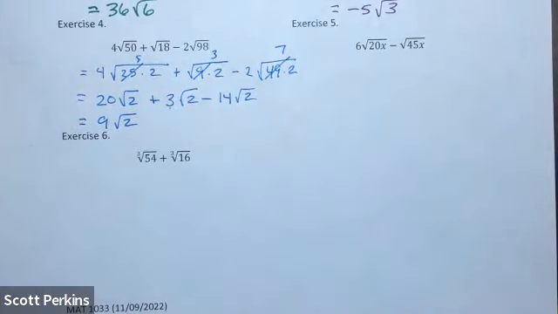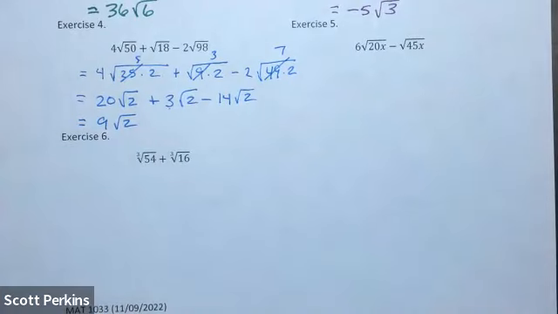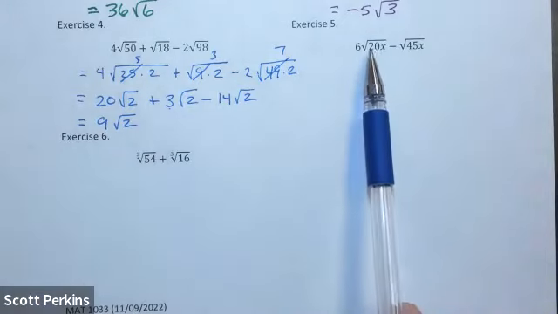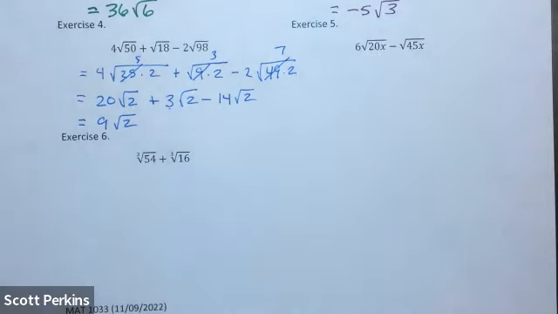All right, just two more problems to get your questions in on this one. Exercise 5, it's the same thing. You don't have to do anything with those X's. There's no power on the X, so don't let it distract you. You've got to simplify the 20, simplify the 45, and then add your like terms together.